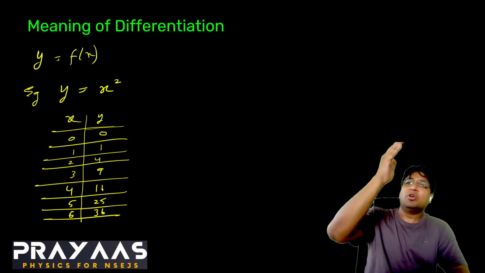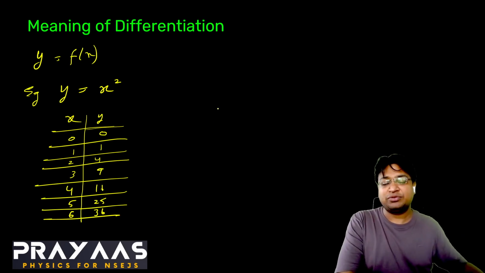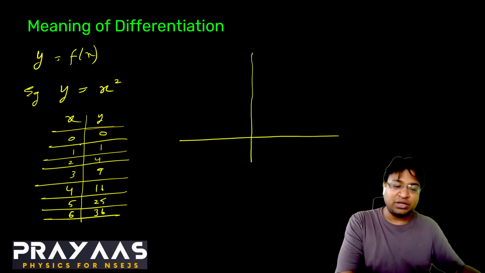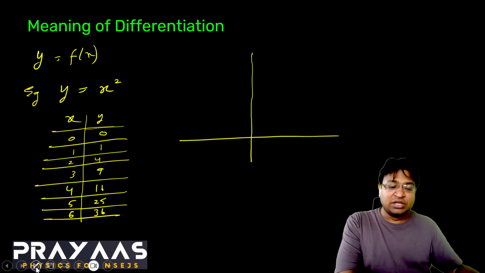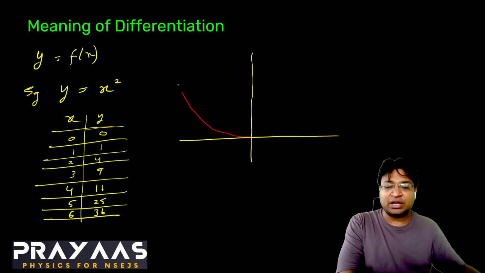So the more values you choose, the longer this table gets and the more set of ordered points you get. And once you have got enough number of points, you can then make a graph. You can even go for negative values of x. So when you make a graph, after obtaining enough number of these values, you will get a graph like this.